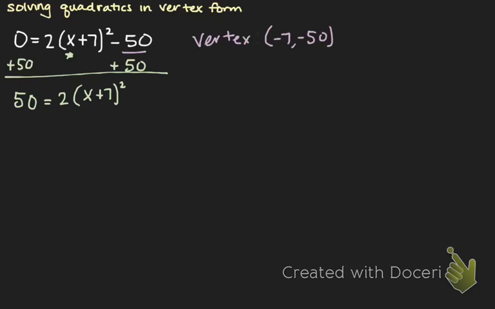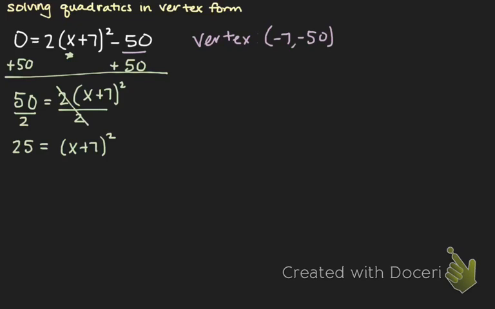I also have this 2 out in front that I need to get rid of. The 2 is being multiplied onto the parentheses, and in order to undo multiplication, I have to use division. So I'm going to divide both sides by 2. 50 divided by 2 will give me 25. My 2's cancel on the right side, so I'm just left with x plus 7 squared.